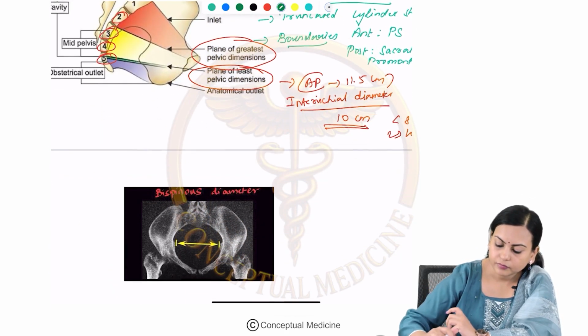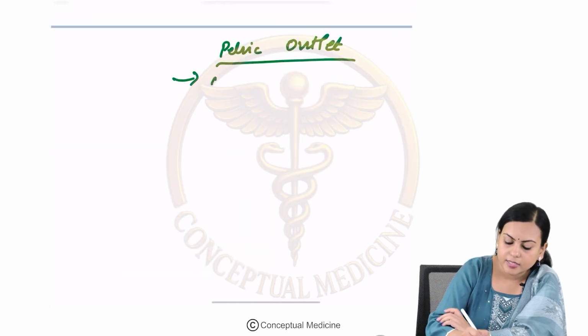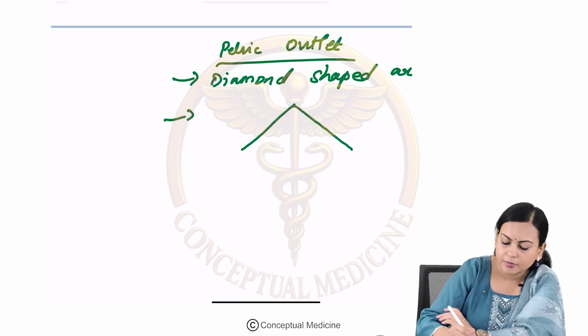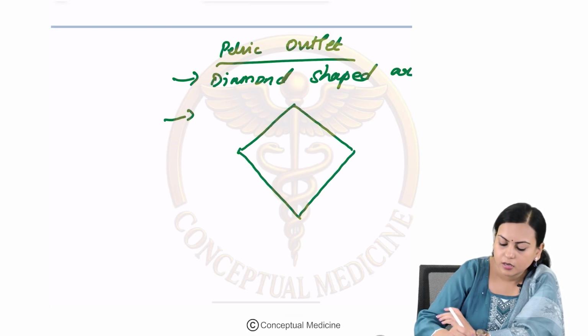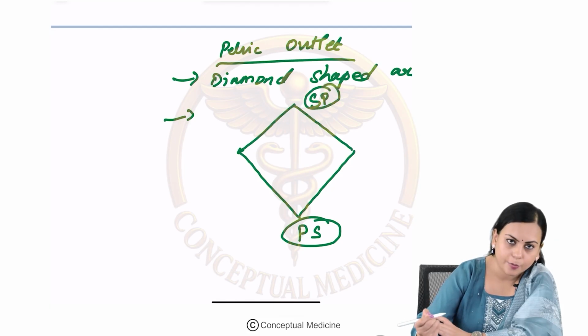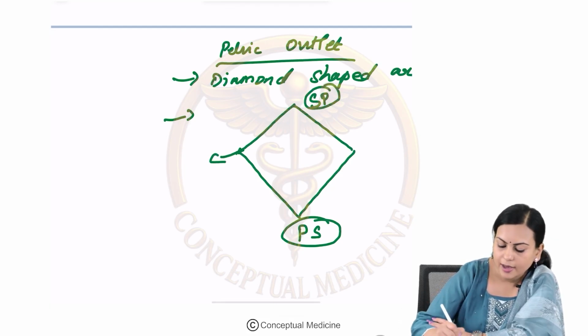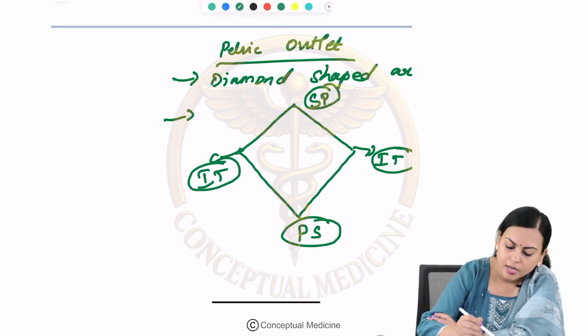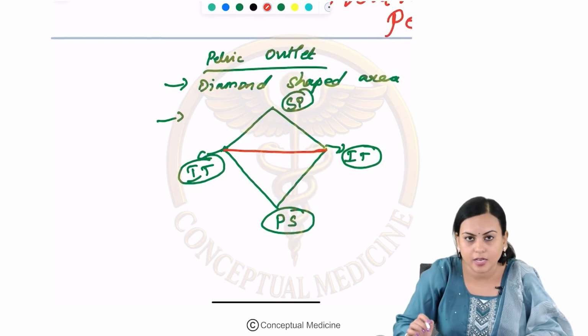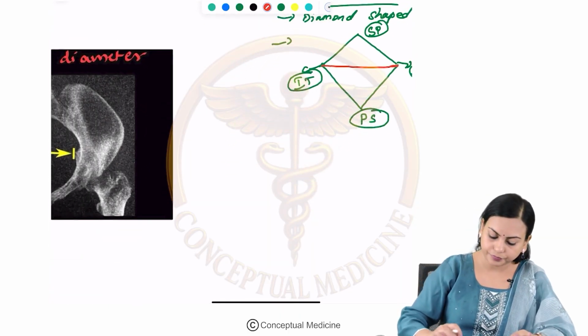Next, we will come to the pelvic outlet. Pelvic outlet is a diamond-shaped area, as you see from below. You will have the anterior border at the pubic symphysis, posterior border at the sacral promontory, and you will have the ischial tuberosities on either side. If you draw a line through these ischial tuberosities, you will get a transverse line, and this diamond-shaped area will be divided into two triangular areas.